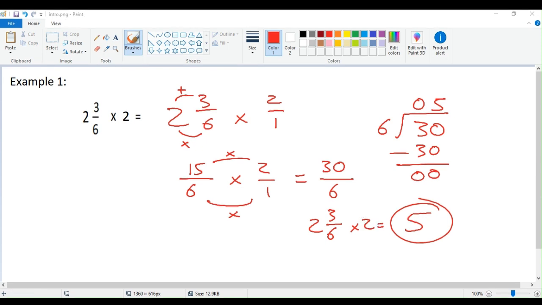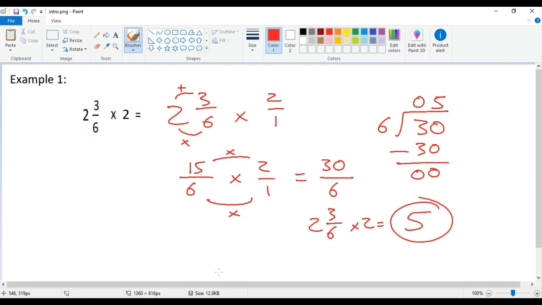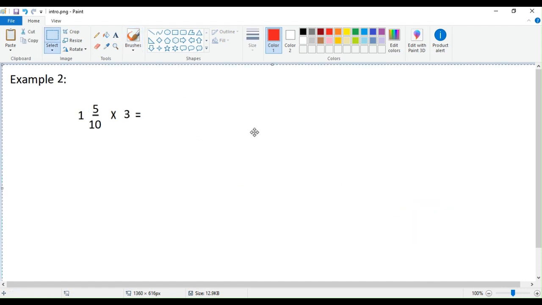There's another example coming up now where we're going to have a mixed number. That was obviously a whole number, but the next example will show you what we do when we multiply out and we have to change it back into a mixed number. Example 2, 1 and 5 tenths multiplied by 3. So again, we're going to have to change it here.